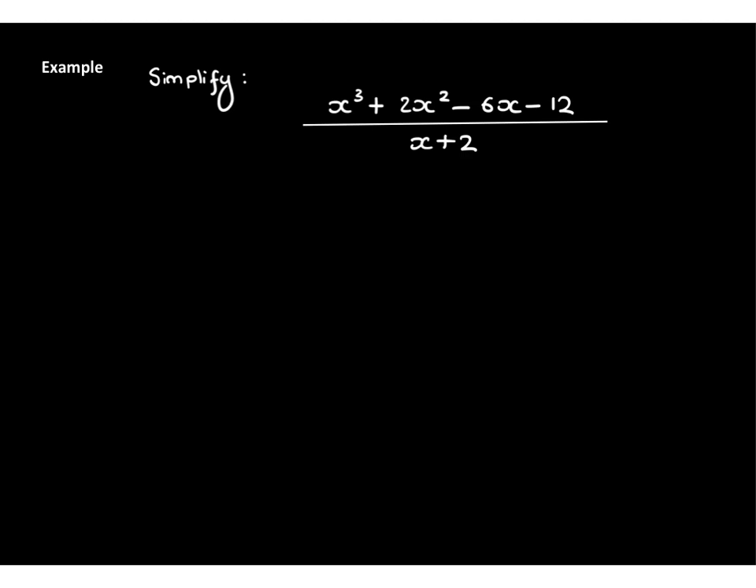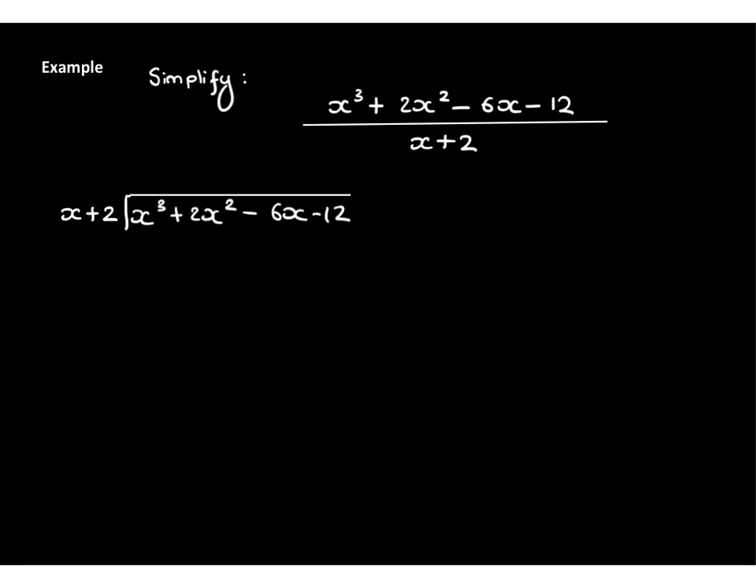The order of the numerator is 3 because that's the highest power of an x term in the numerator, and the order of the denominator is 1. So it's definitely an improper algebraic fraction. If we're asked to simplify this, there are different ways in which we could do this. I'm going to choose to do some polynomial division. So this will be a good opportunity to refresh our memory of polynomial division.